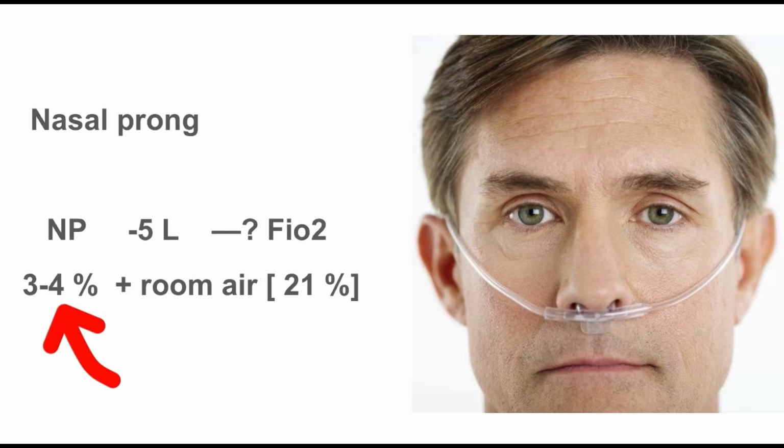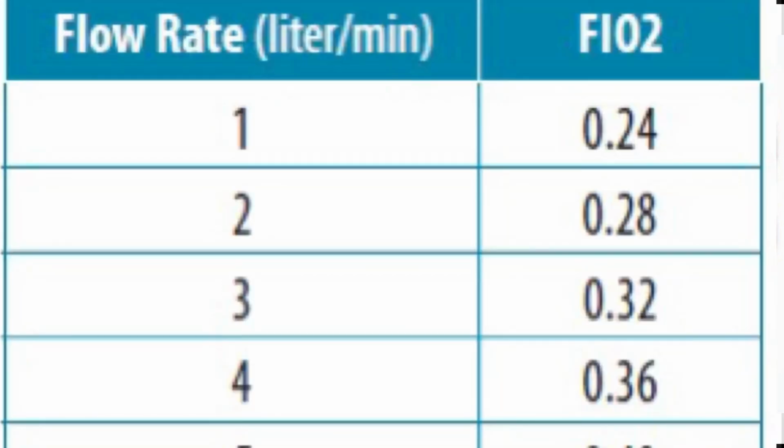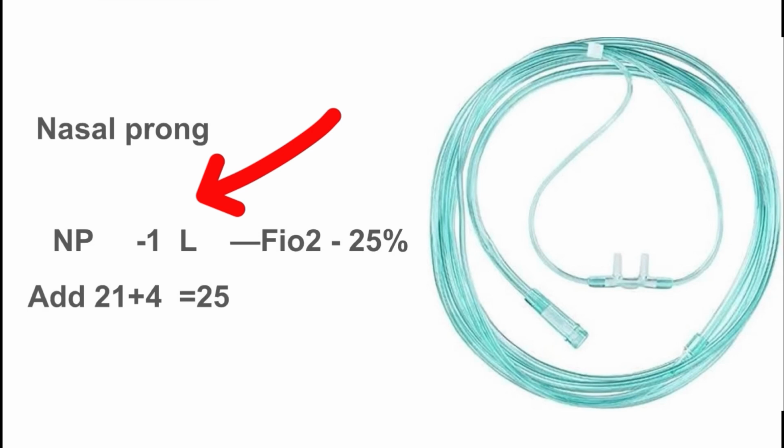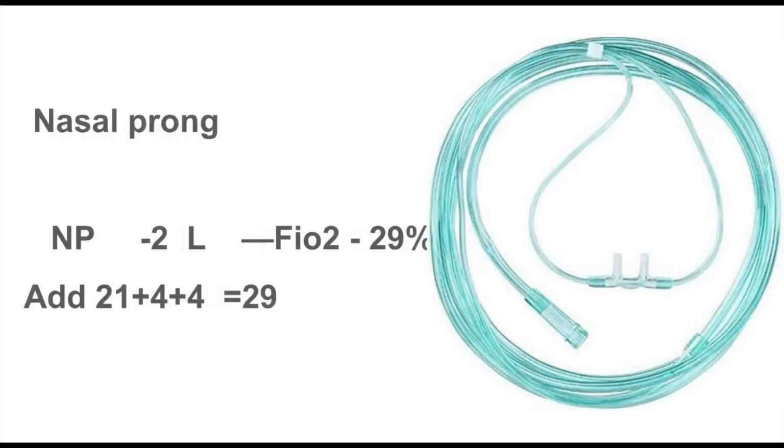The value 3 to 4% is not that accurate because it can vary, but generally we use this for calculation purposes. So a person on 1 liter of oxygen in nasal prongs, the FiO2 will be 25%. So how did you get this value? You add 21% plus 4%, so you will get 25%. So here the FiO2 of the patient on nasal prongs of 1 liter will be 25%.